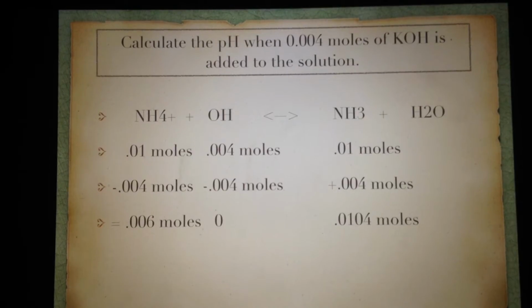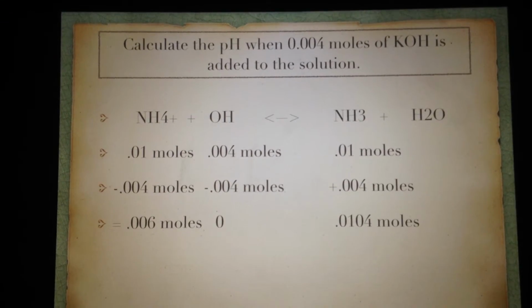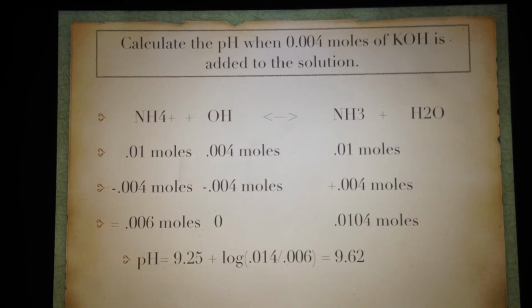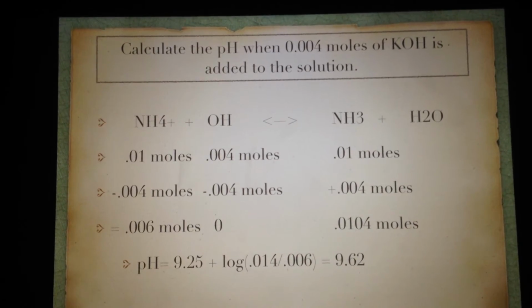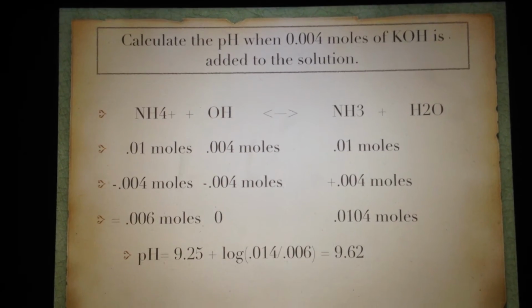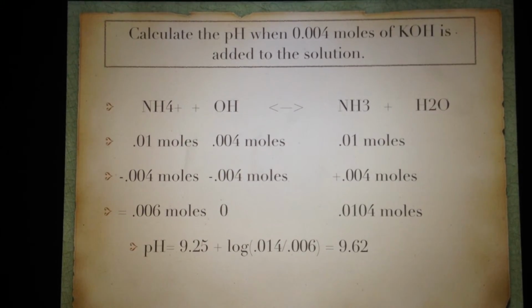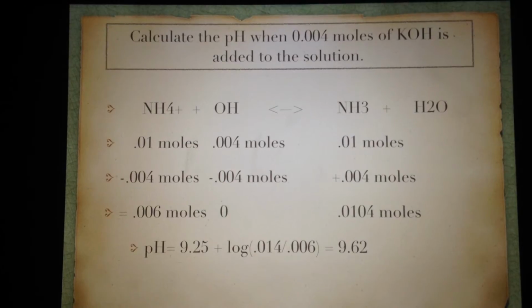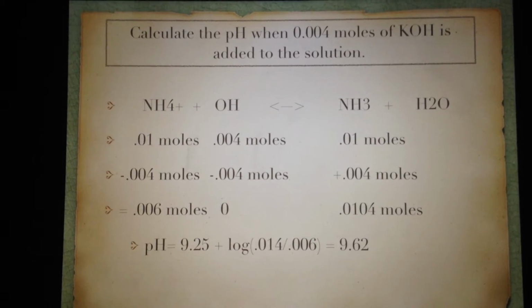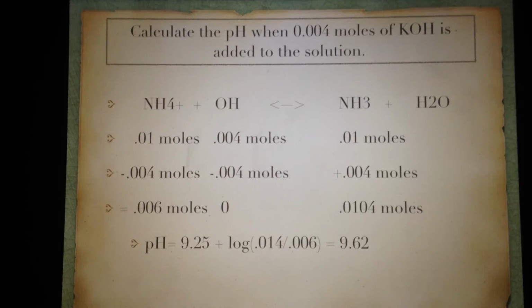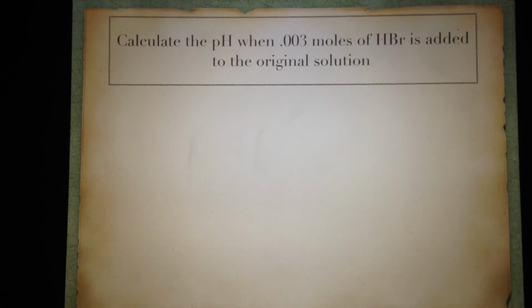You subtract the base from the acid, you add it to the base, and you get the pH equals the same pKa value because that doesn't change, but all you do is add 0.004 to the top part, which is the base, and subtract 0.004 from the acid, and you get a pH value of 9.62, making it more basic because you added a base.